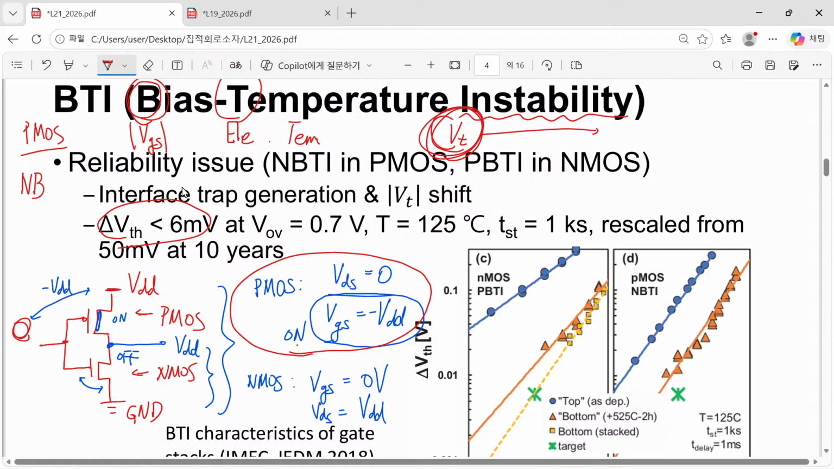So maybe later, if you go to the industry, you will hear about NBTI. BTI in general means bias temperature instability, but N means that you apply negative gate voltage to your transistor. So for your P MOSFET, NBTI becomes a quite significant reliability problem. So you don't want to have it.